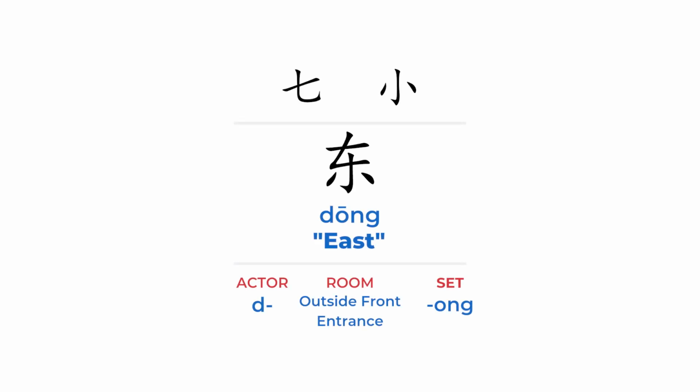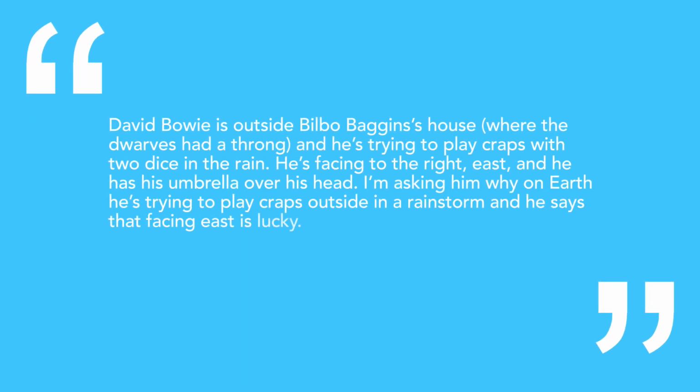Also, we had another scene submitted for Dong, which means east, from Phil Challenor. So let's see how his is different with different elements. He says, David Bowie is outside Bilbo Baggins' house where the dwarves had a throng, hence the O-N-G, ong, throng, and he's trying to play craps with 2 dice in the rain. He's facing to the right, east, and he has an umbrella over his head. I'm asking him why on earth he's trying to play craps outside in a rainstorm, and he says that facing east is lucky. So, I guess the umbrella is his representation of small.